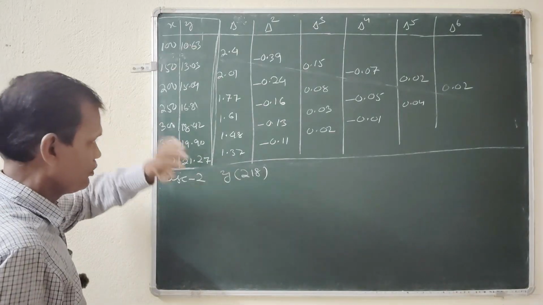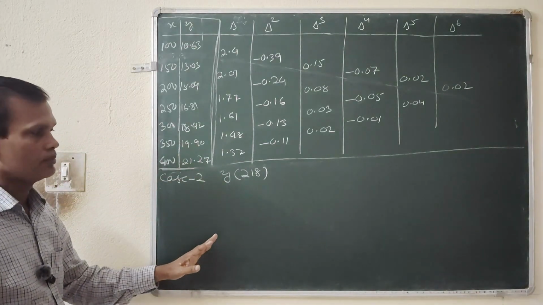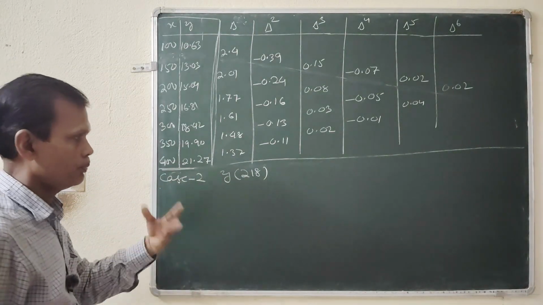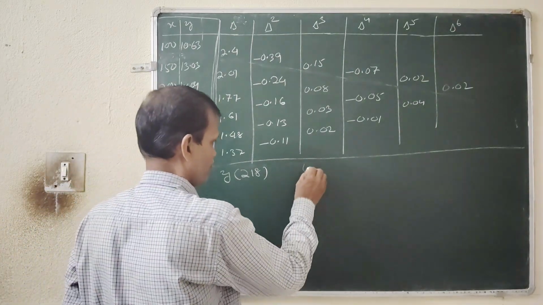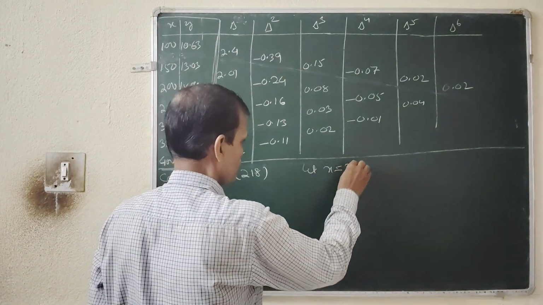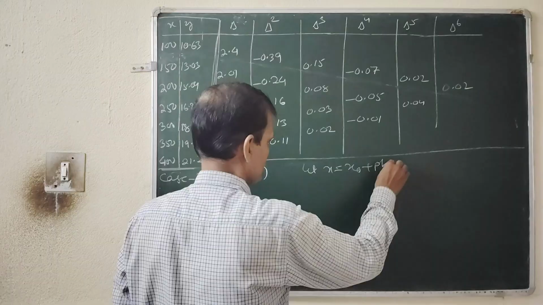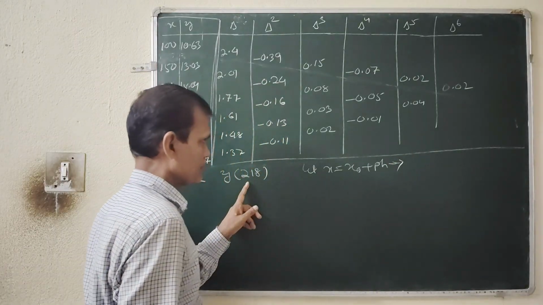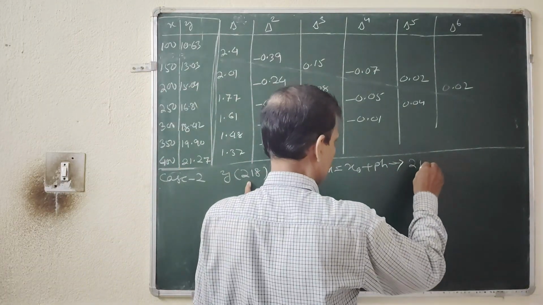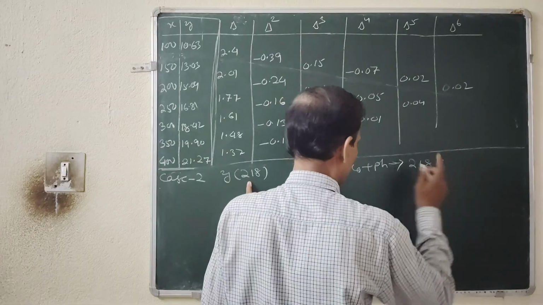Okay, but before applying Newton's forward interpolation formula, let us find out p. So let x is equal to x0 plus ph. That implies what is x? x is 218. So 218 is equal to x0 plus ph.